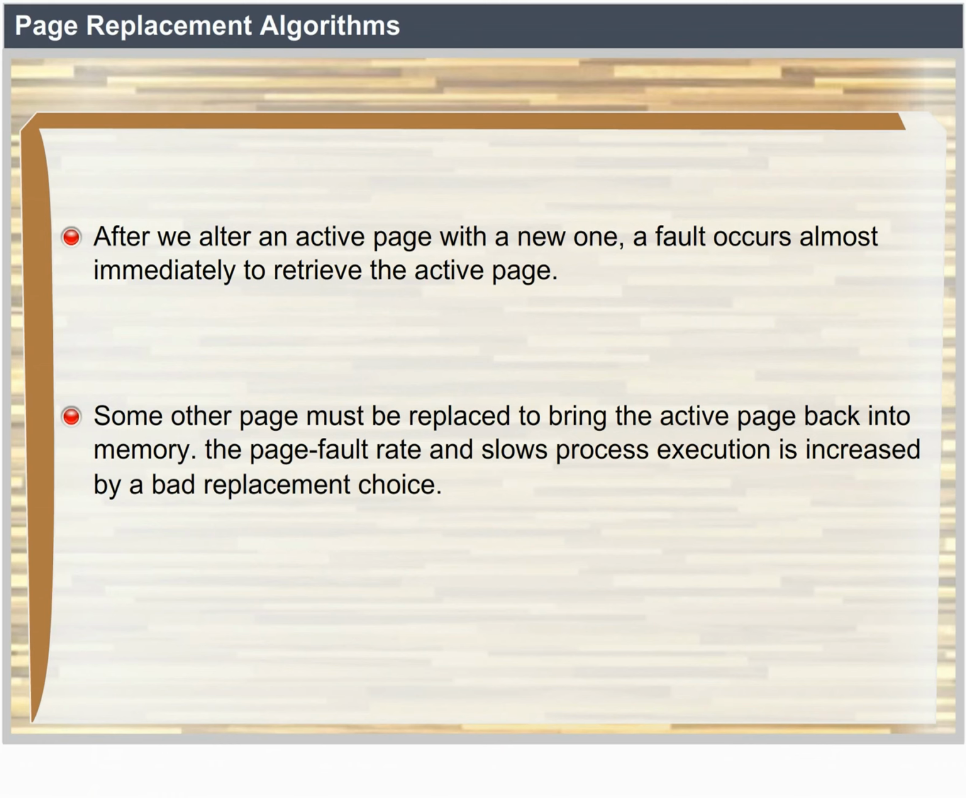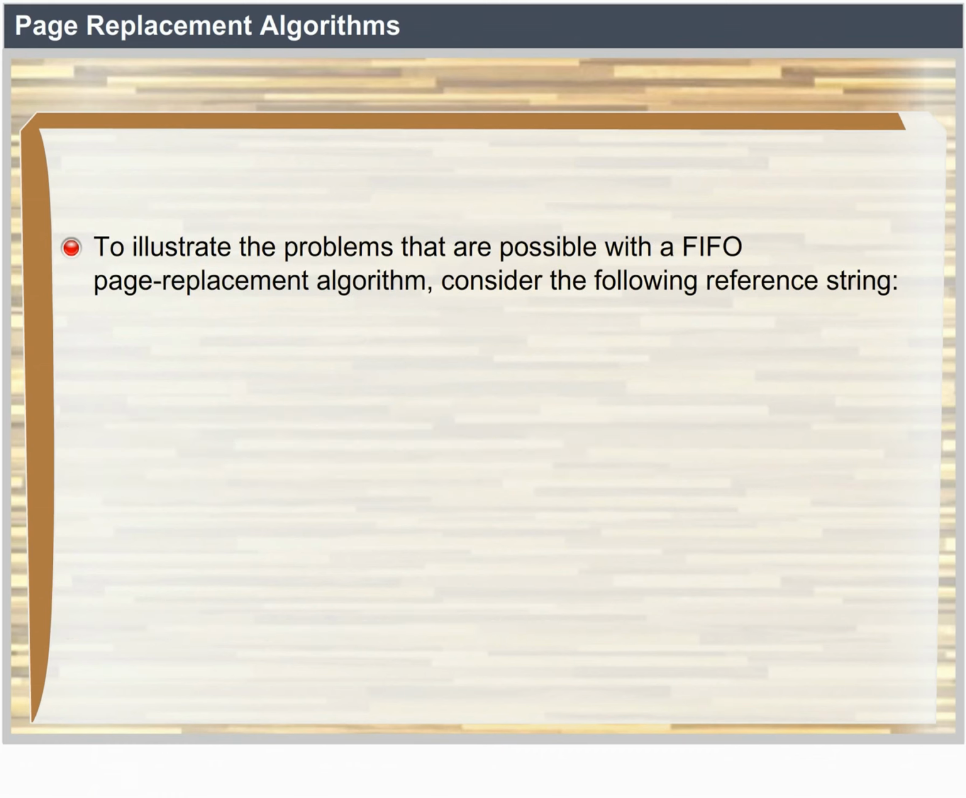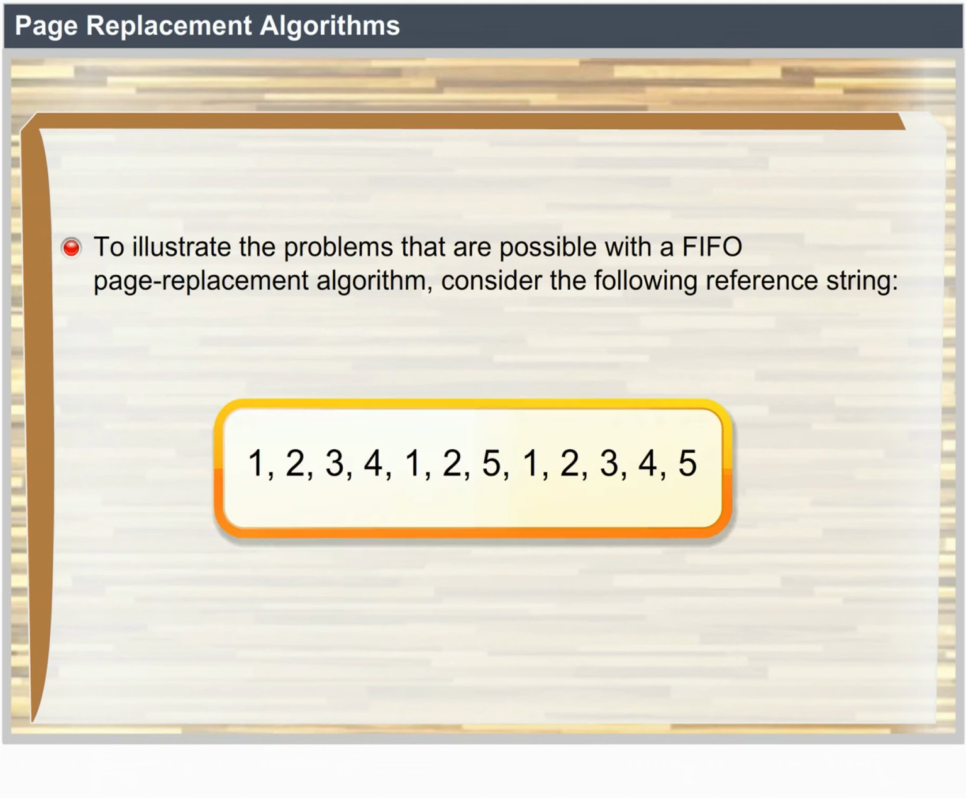Thus, a bad replacement choice increases the page fault rate and slows process execution. It does not, however, cause incorrect execution. To illustrate the problems that are possible with a FIFO page replacement algorithm, consider the following reference string: 1, 2, 3, 4, 1, 2, 5, 1, 2, 3, 4, 5.